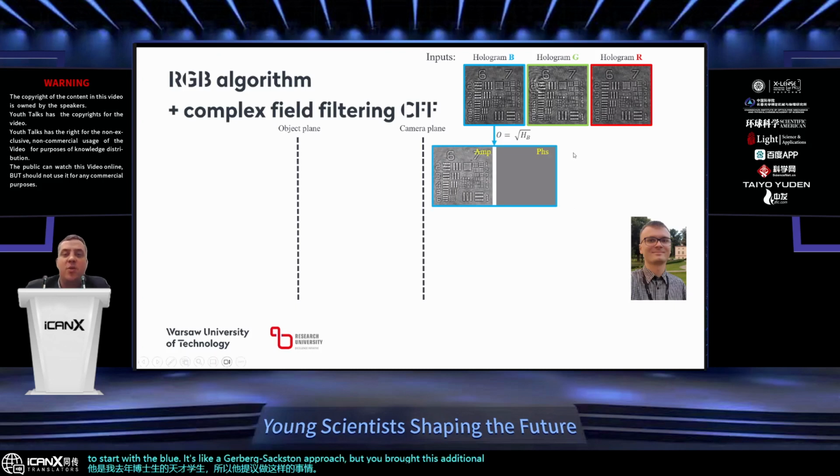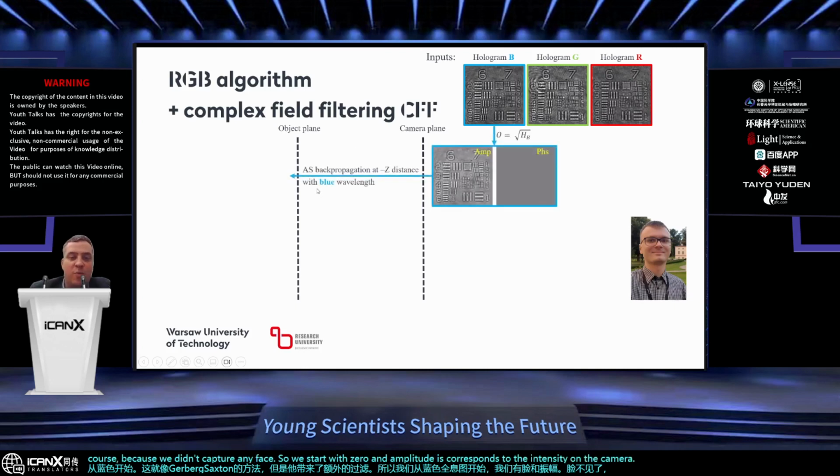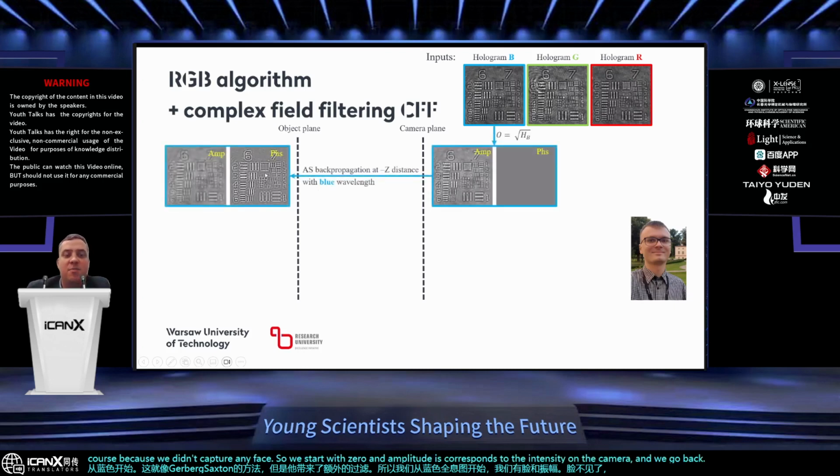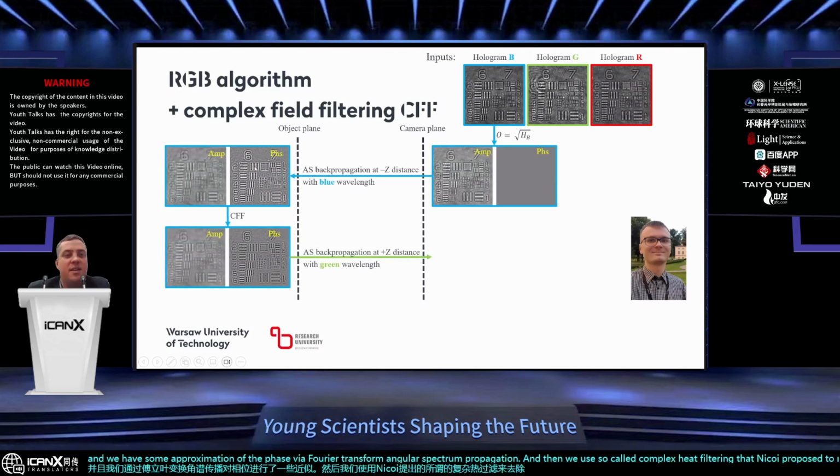So we start with the blue hologram. We have phase and amplitude. Phase is missing, of course, because we didn't capture any phase. So we start with 0, and amplitude corresponds to the intensity on the camera. And we go back to propagate to the object plane. And we have some approximation of the phase via Fourier transform, angular spectrum propagation. And then we use so-called complex field filtering that Mikołaj proposed to remove partially the excessive fringes coming from the double defocused virtual object, so the twin image.